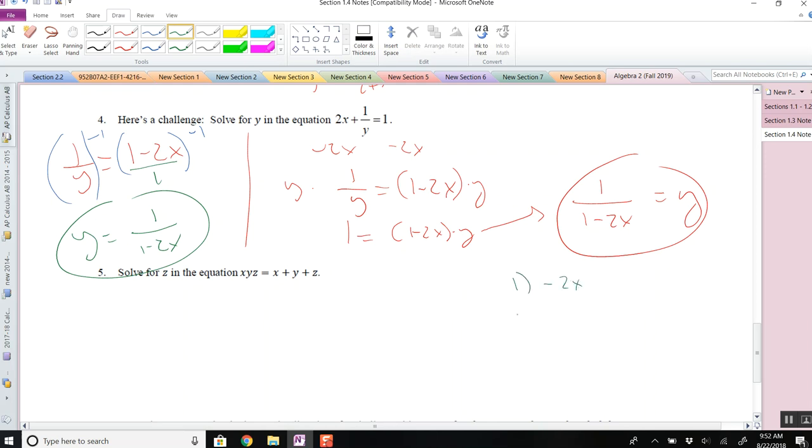Subtract 2x, multiply by y, and then divide by 1 minus 2x. Those would be my steps. And you want to make sure those are legitimate algebraic steps that you're using here.